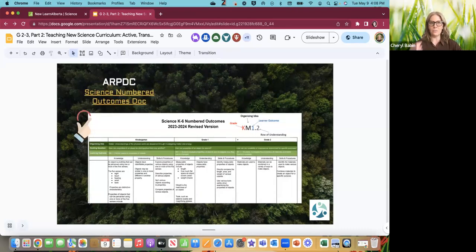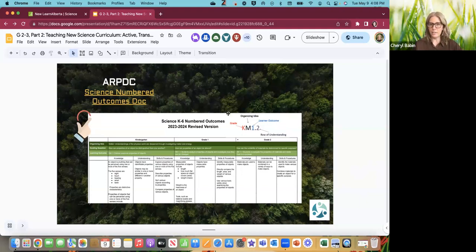In order to reference the science outcomes that I've selected for these particular examples within each resource, I've referenced an Alberta Regional Professional Development Consortia document, which has numbered the science outcomes for K to 6. Even though we only have to implement at this point in K to 3, the curriculum from K to 6 is included in this document.